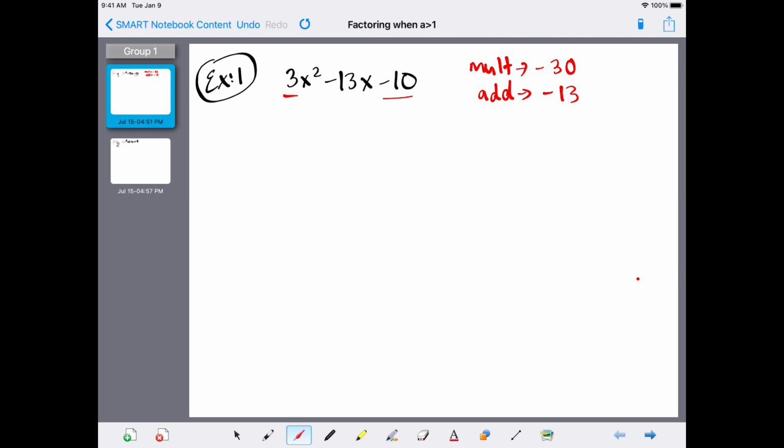All right, so let's continue. So two numbers that multiply to give negative 30 and add to give negative 13. So what is that going to be here? I think it's going to be negative 15 and 2. So negative 15 multiplied by 2 gives negative 30, and negative 15 plus 2 gives negative 13.